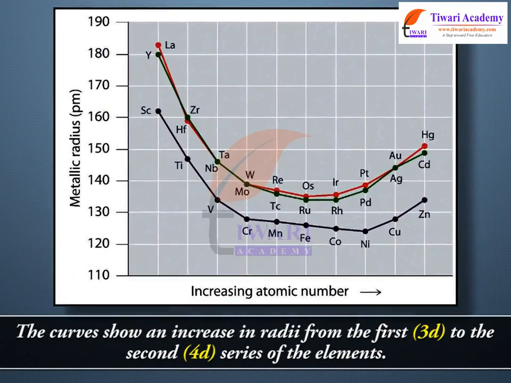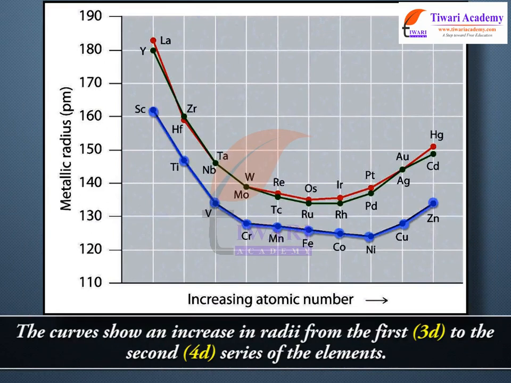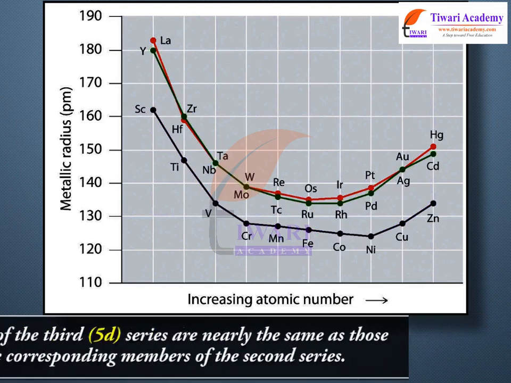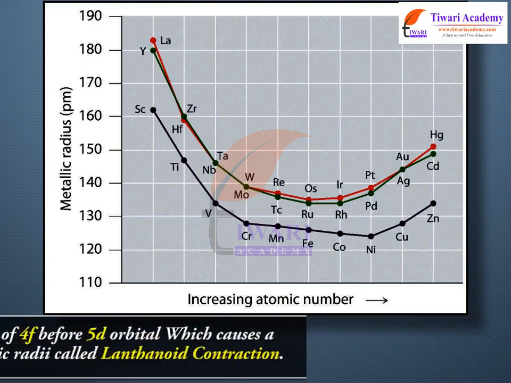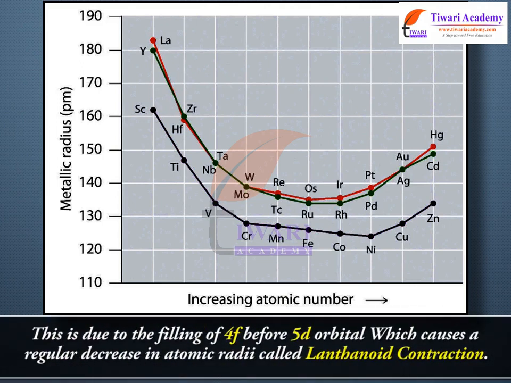The curves show an increase in radii from the first 3d to the second 4d series of the elements. The radii of the third 5d series are nearly the same as those of the corresponding members of the second series. This is due to the filling of 4f before 5d orbital, which causes a regular decrease in atomic radii called lanthanoid contraction.